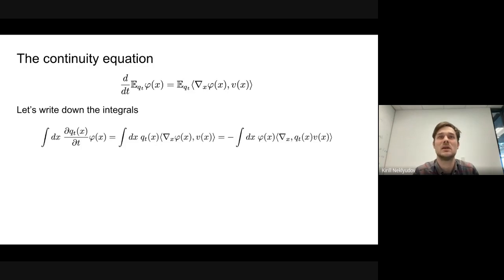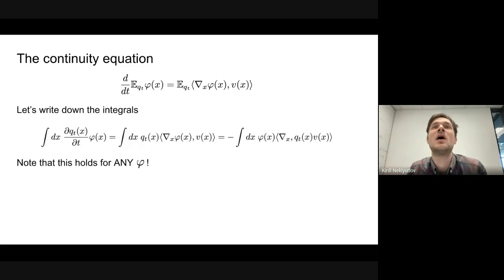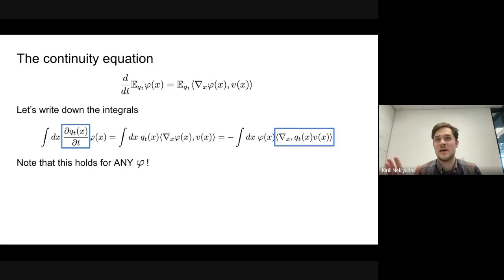And now we can note that this equation holds for any statistics phi. So we can take a delta function, or a very narrowly picked function, in some region of the space. These two sides have to be equal. Otherwise, we would be able to choose a phi such that, if they are not equal at some point, we can just choose a delta function at this point, and the equation fails.